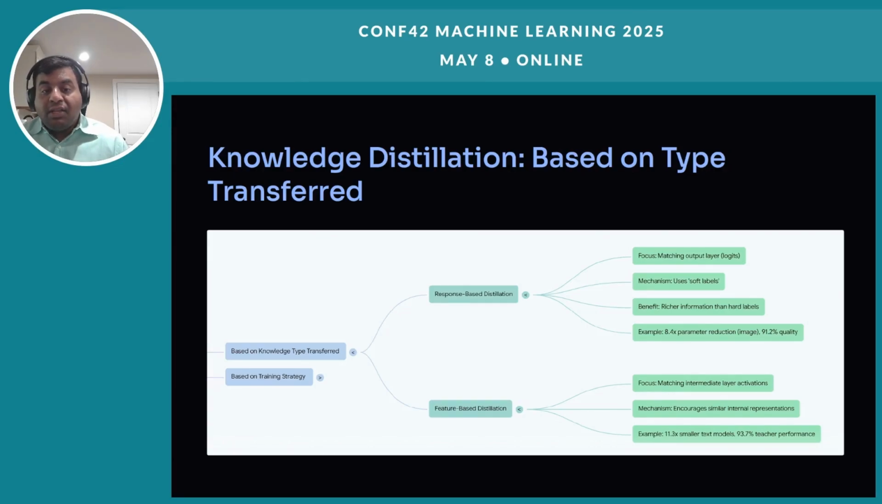This goes deeper, trying to match the activations in the intermediate layers of the student and teacher. The goal is to encourage the student to develop similar internal feature representations as that of the teacher.